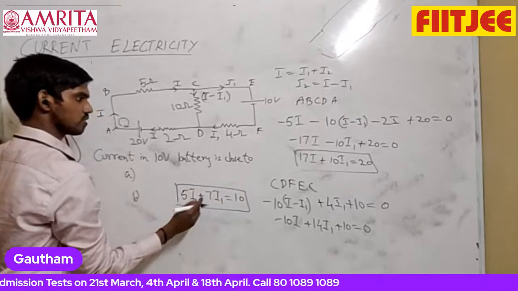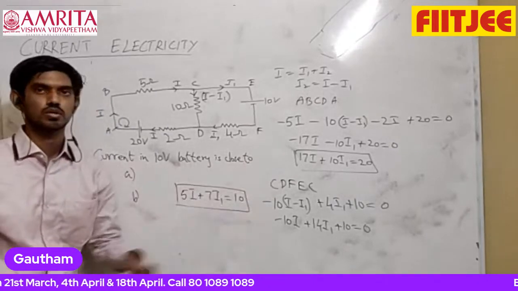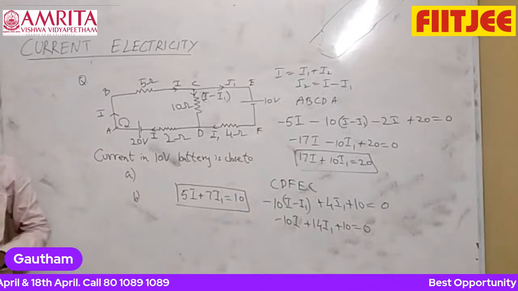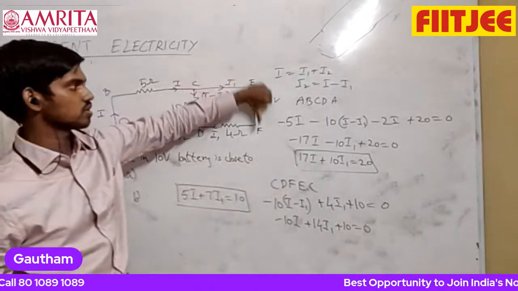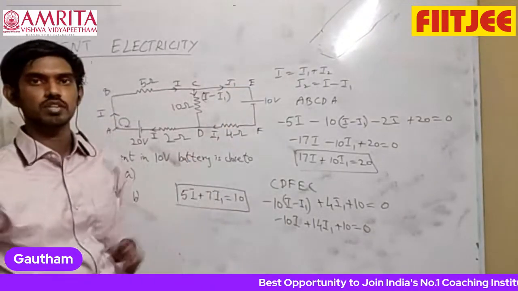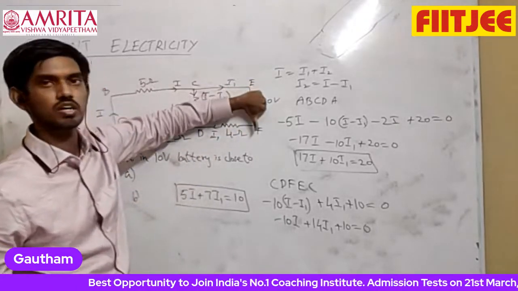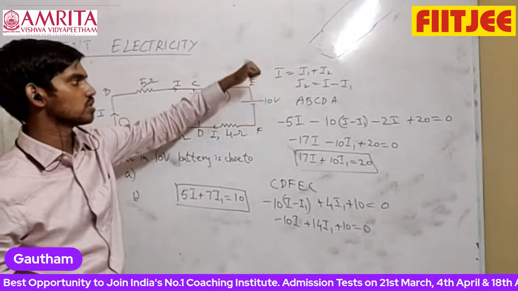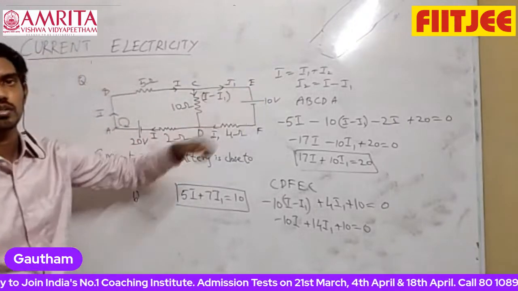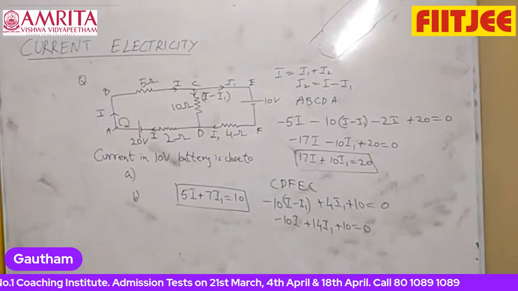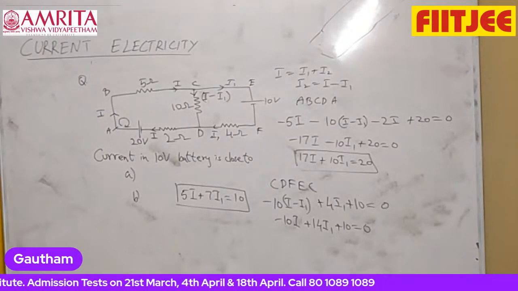So solve these two equations, find the value of I1. I1 is the current through the value. If you get the I1 as negative, it means we have assumed this direction, but I1 is coming minus 2 ampere, suppose. Then current will be in the opposite direction. This is how you can get the answer.